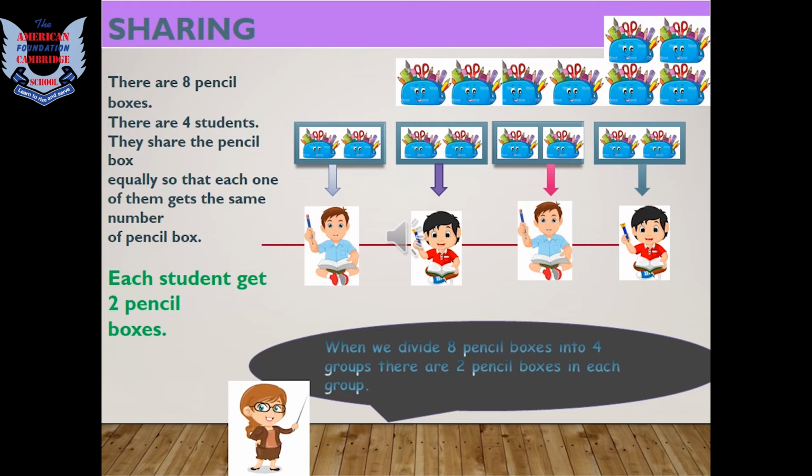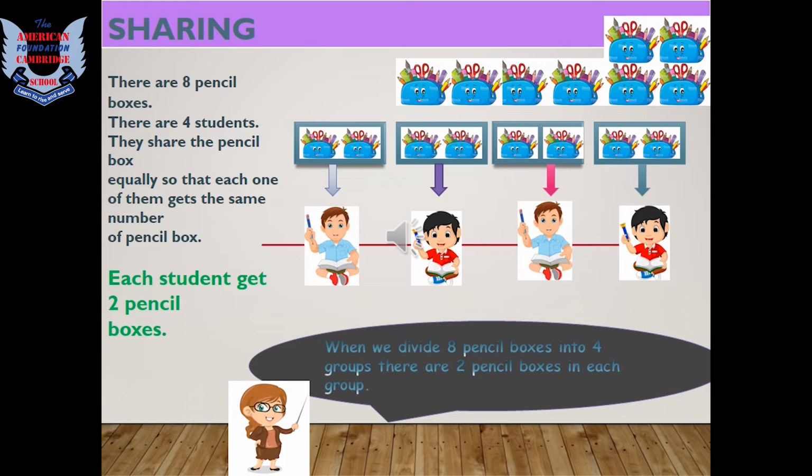So children, this is the first example. But before we discuss this problem, let me tell you a very important point: when we read the table to divide an object or thing, we always read the table of the smaller number. Understood? Now let's discuss this problem.